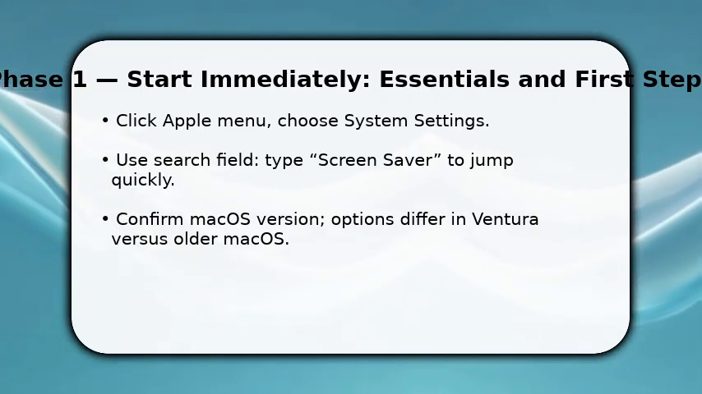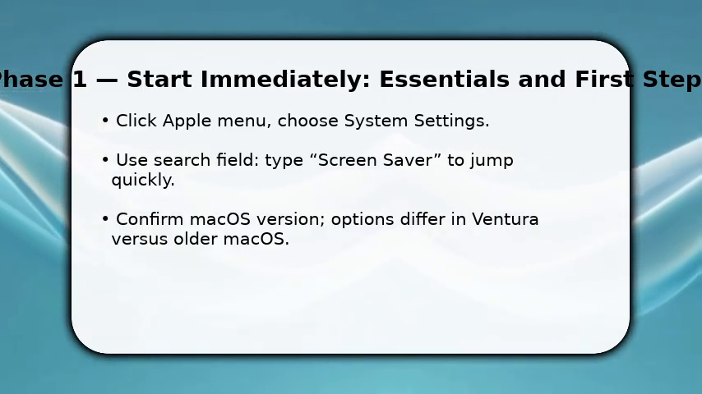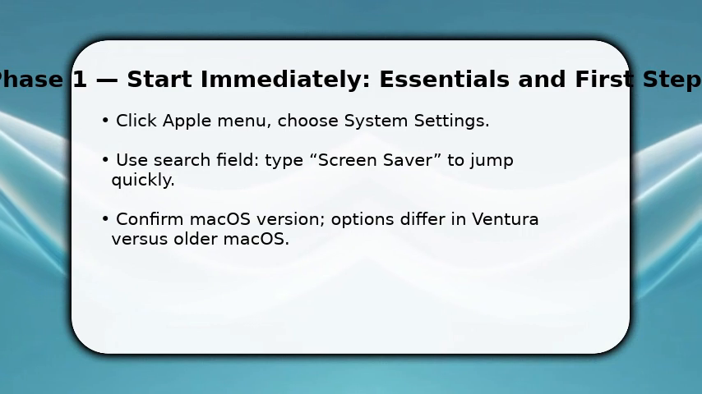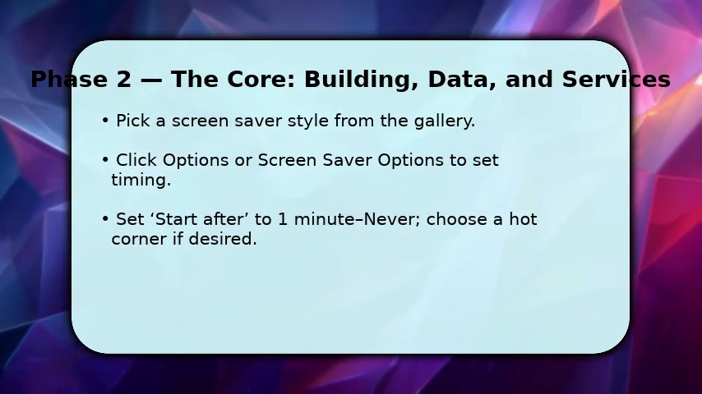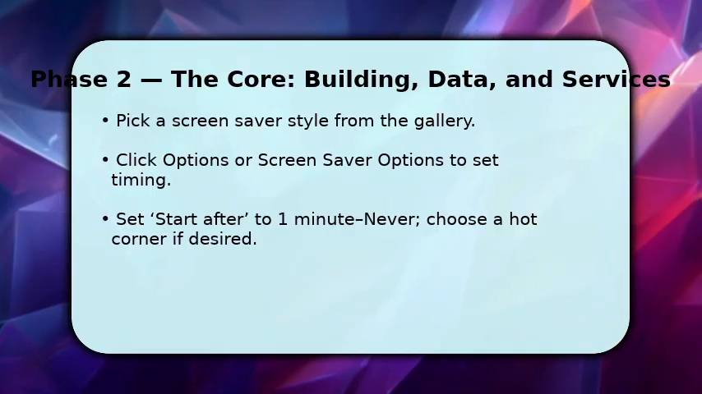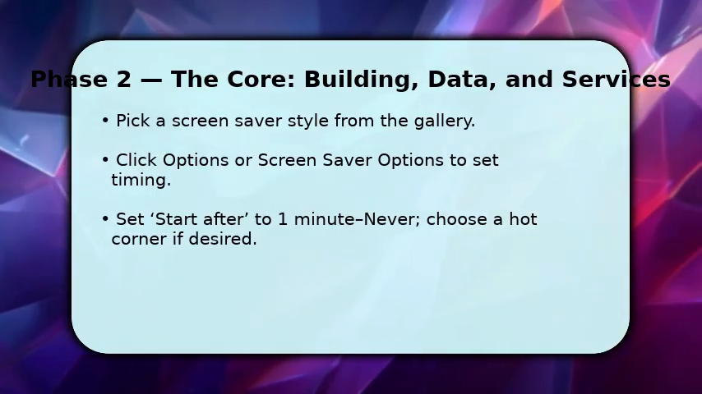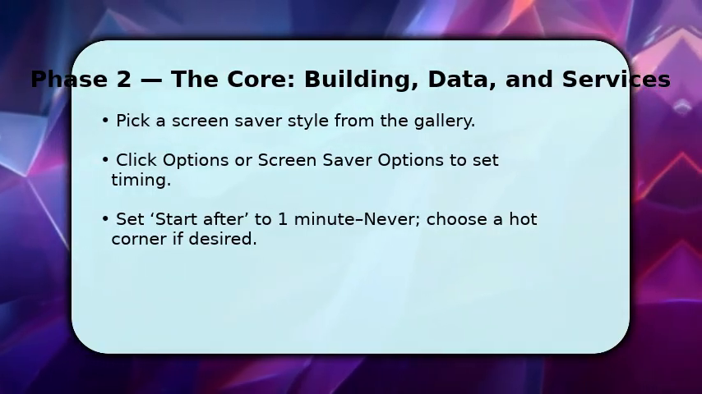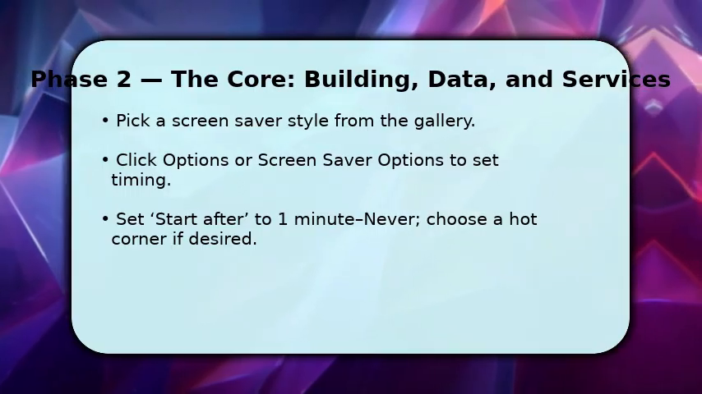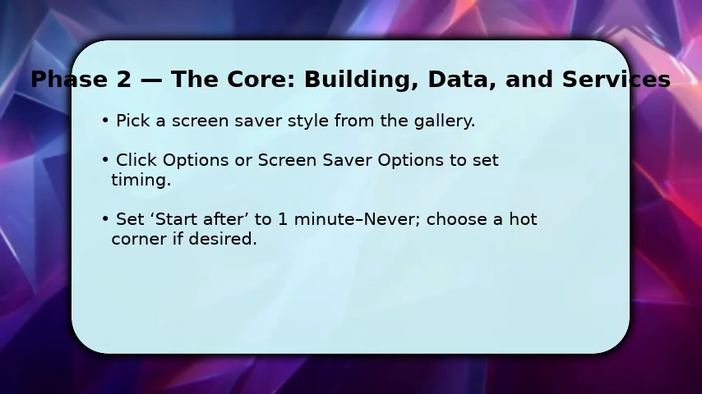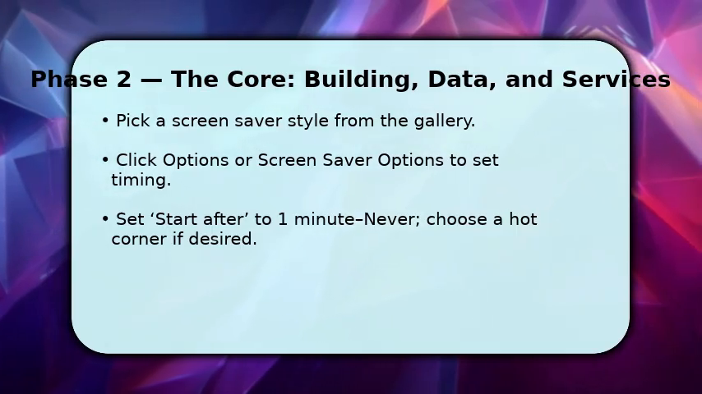Now that you're on the Screensaver section, keep the window visible and move on to selecting a style. You choose a style from the gallery so the preview reflects what you'll see. Click a thumbnail and watch the preview play. Once a style is selected, find Options or Screensaver options to expose timing controls. This controls when the saver starts.